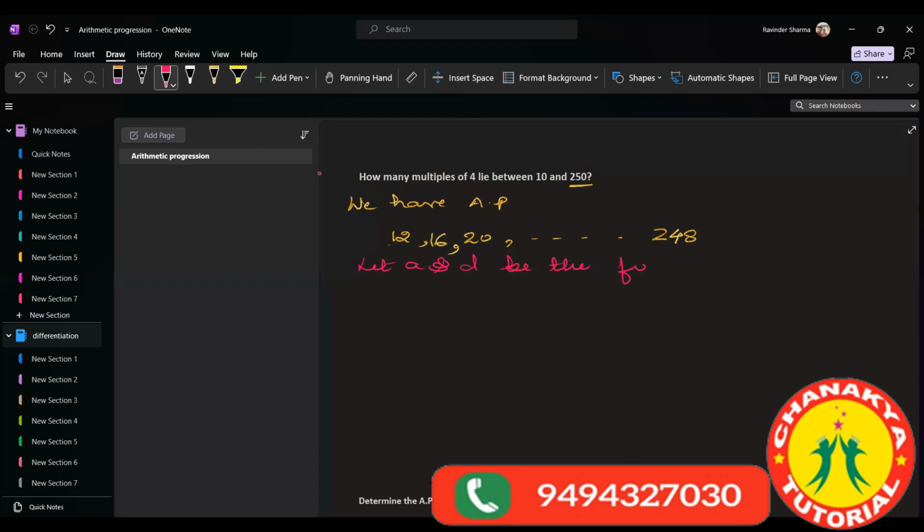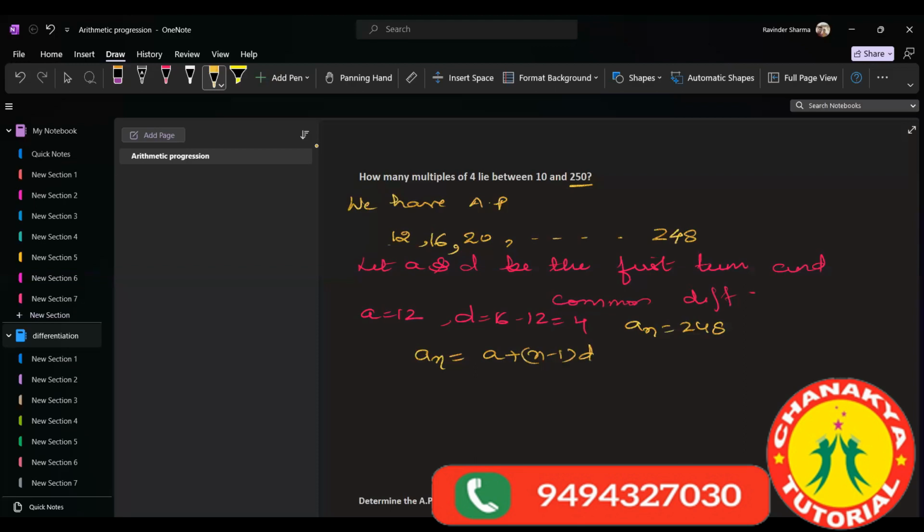Now tell me the first term and common difference. First term is 12, ma'am. Yes, and common difference? 16 minus 12, right? So it will be 4. So now the nth term is given, 248. We can apply the formula for the nth term: an equals a plus n minus 1 into d. Now the value of an is 248, the value of a is 12, plus n minus 1 into 4.